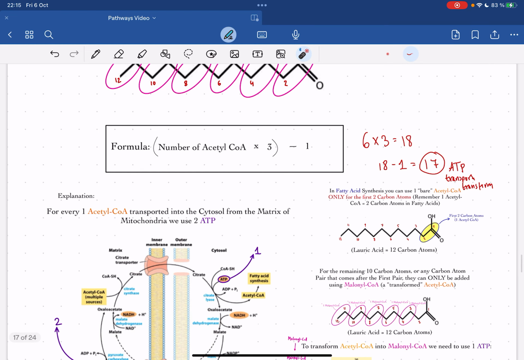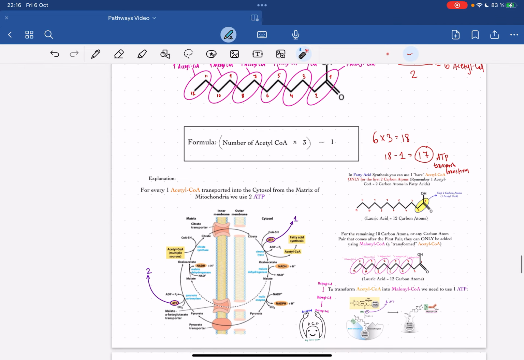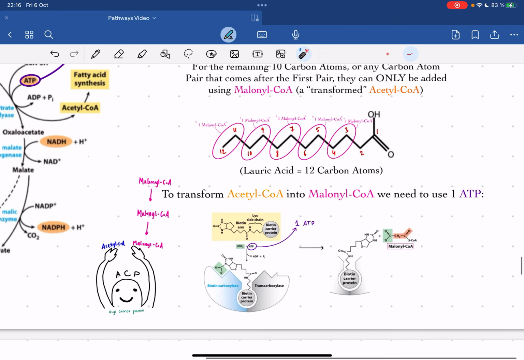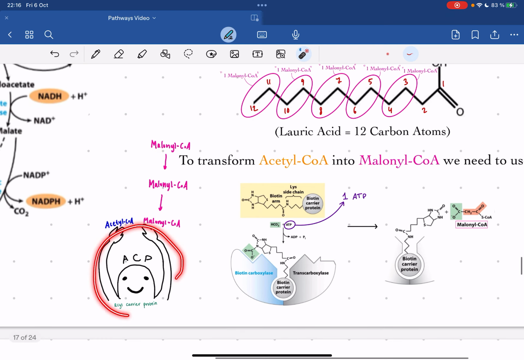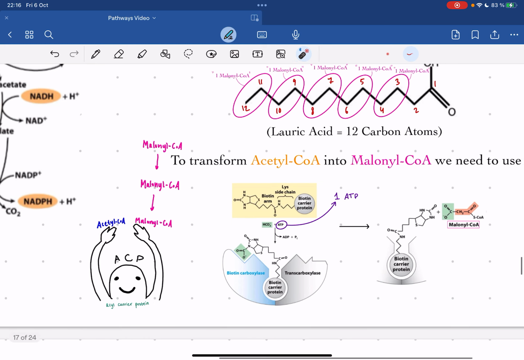But then shouldn't we just take times 2 here? Where did the times 3 come from? Well, if you remember, in order for us to make the fatty acid, we need to transform the acetyl-CoA into malonyl-CoA, or else they won't be able to match together like this to create a bigger fatty acid chain here. And this is because the ACP can hold an acetyl-CoA in its right arm.